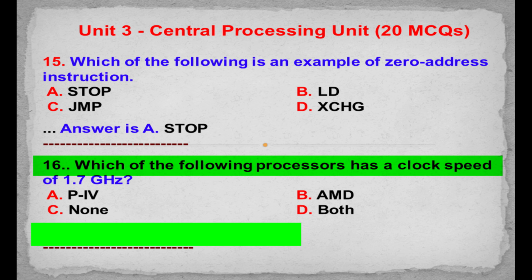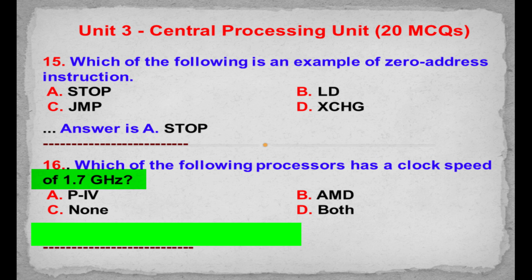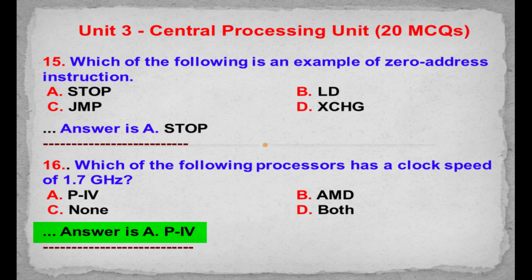MCQs number 16. Which of the following processors has a clock speed of 1.7 GHz? Option A, P4. Option B, AMD. Option C, none. Option D, both. Correct answer is Option A, P4.